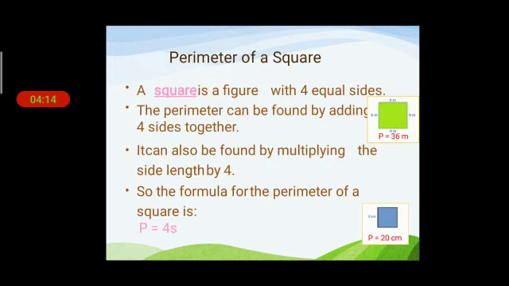Perimeter of a square. You know what a square is? Yes, a square is a figure with 4 equal sides. The perimeter can be found by adding the 4 sides together. It can also be found by multiplying the side's length by 4. So the formula for the perimeter of a square is 4s. S means side.